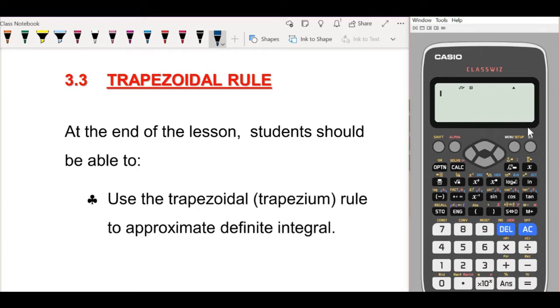In this video, you will learn how to perform the trapezoidal rule. So basically, we will use the trapezoidal rule to approximate a definite integral, or in other words, we want to approximate the area of a function.